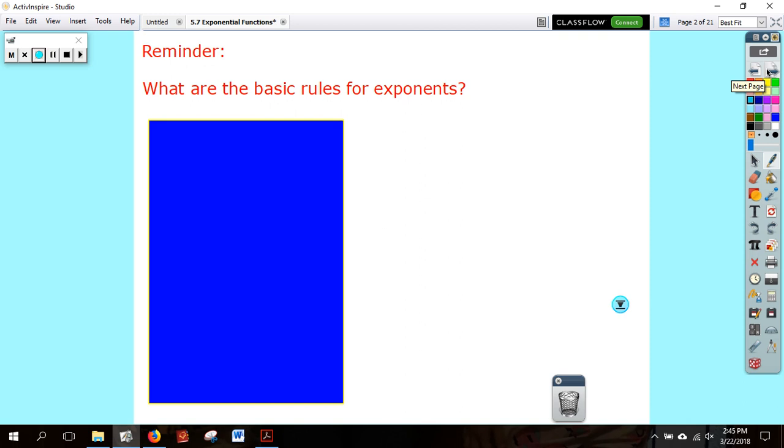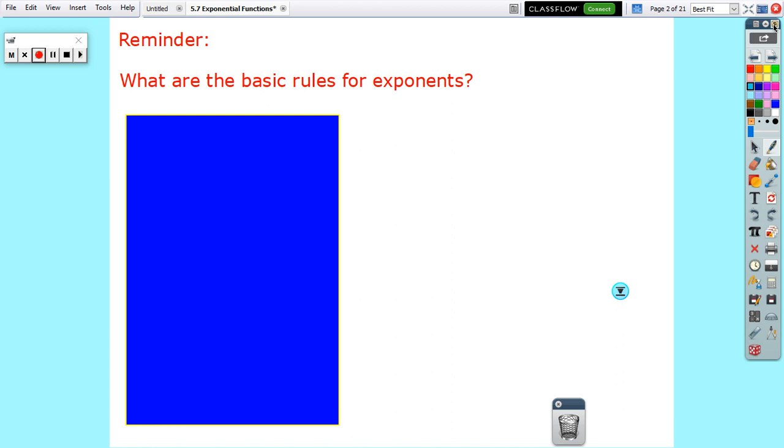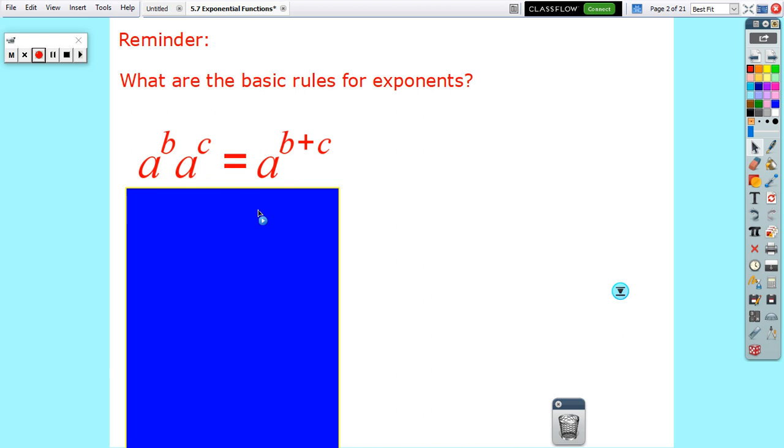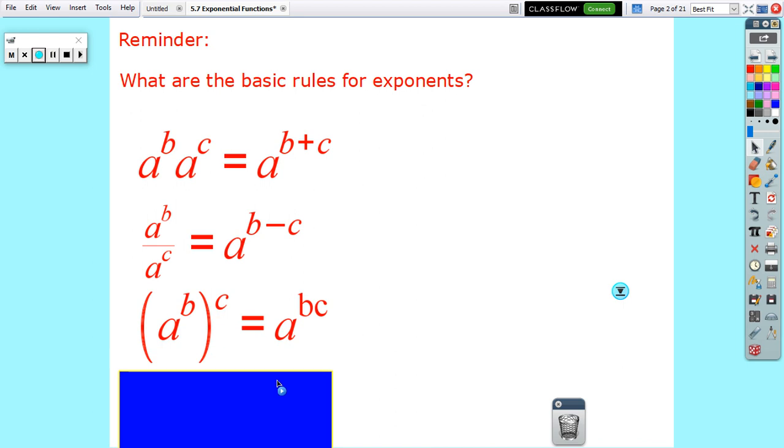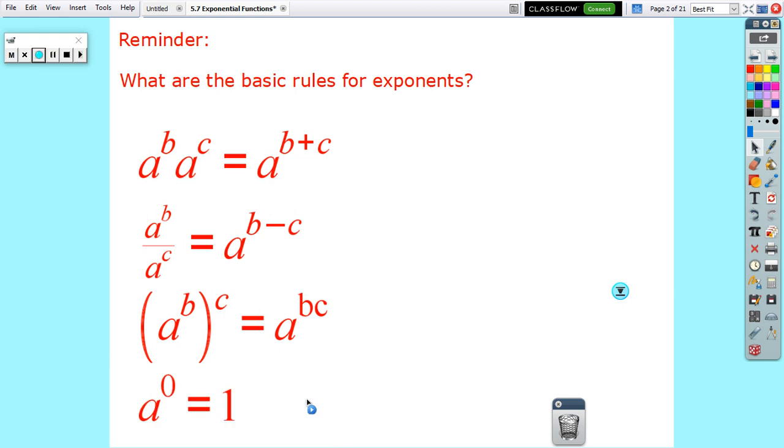Okay, so just a quick recap over your basic rules for exponents. First one that we talked about was when you multiply bases, you add your exponents together, and your bases have to be the same in order to add your exponents. The second one that we talked about was when you are dividing the same base, then you subtract the exponents. If you have a power to a power, then you multiply the exponents.